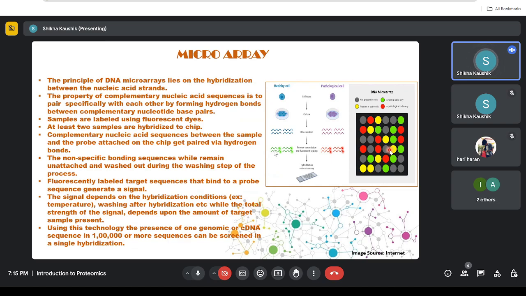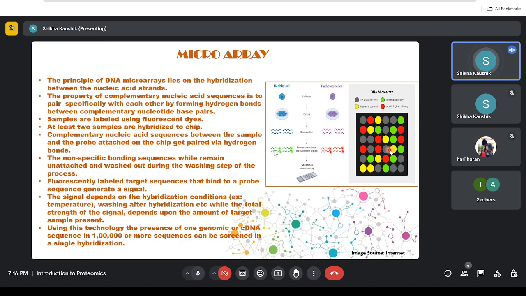Then the fluorescently labeled target sequence that binds to a probe sequence generates a signal, and the signal depends upon the hybridization condition. You have to maintain a buffer as well as temperature condition so that your binding happens, and then washing after hybridization, etc. The total strength of the signal depends upon the amount of target sample present. So if the signal is very high, in case of red, green or yellow, that means the amount of target sample, your target protein or target DNA sequence, is high in your sample.